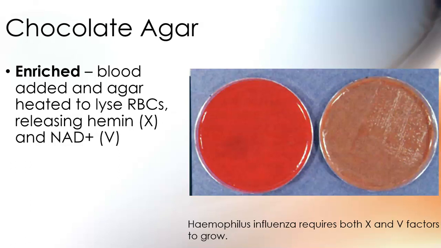But that's what we call V factor. And chocolate agar has both X and V factor in it, that are necessary to grow Haemophilus. So it says down here, Haemophilus influenzae requires both X and V factor to grow. There are some that only require X factor, there are some that only require V factor, and Haemophilus influenzae requires both. So, if you see growth on chocolate but not on blood, that means that it was needing that X and or V. So it's interesting.